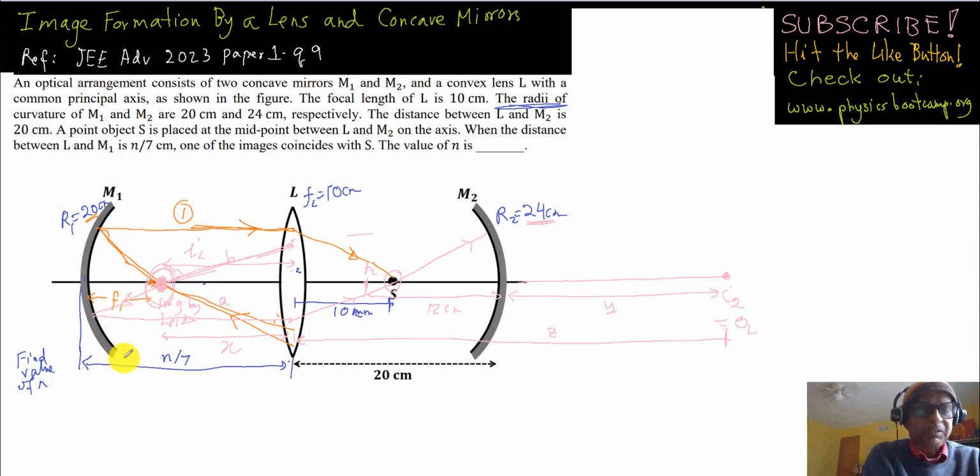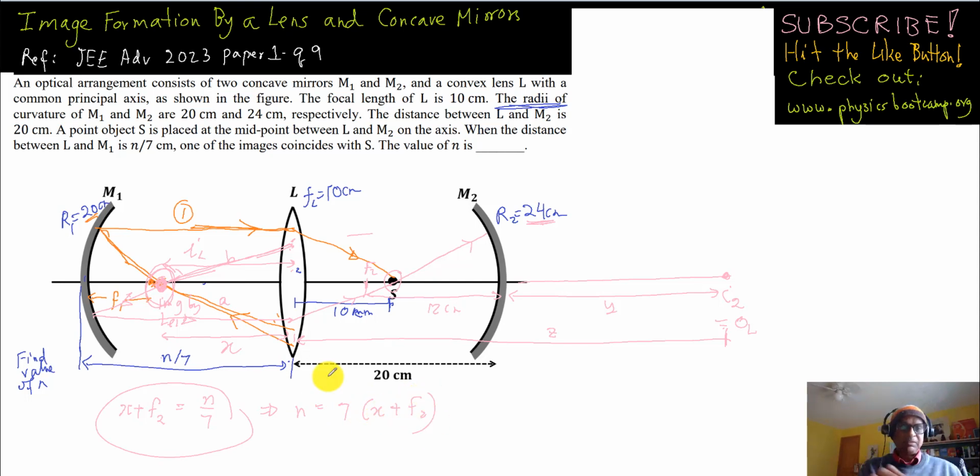And X plus the focal length, X plus F2, will be N over 7. And this will be the equation that we'll solve. We'll find X, F2 is given at 20, and so this will give me N equals 7X plus F2. There are other ways of doing it, and this is one way to see it. Okay, let me show a couple of other ways you can get the image right there.